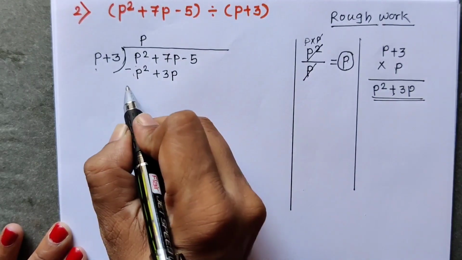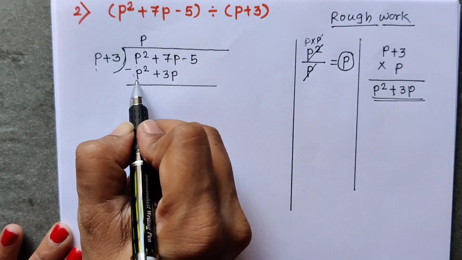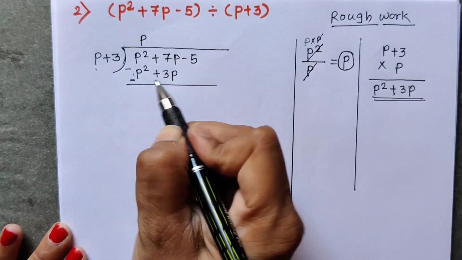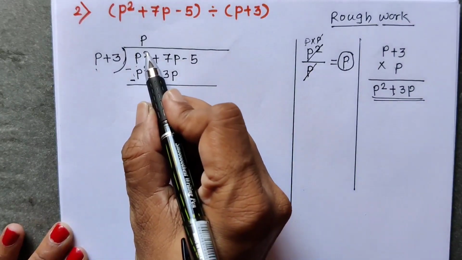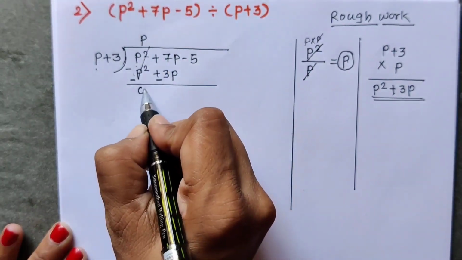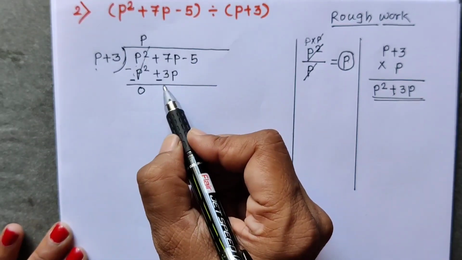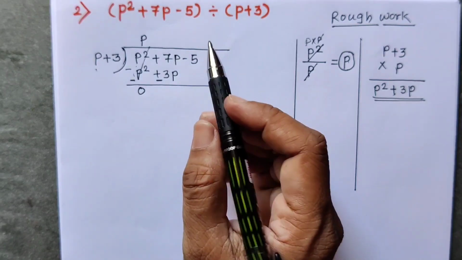Then we have to subtract. As we are subtracting, we have to change the sign of the polynomial which is written below. Plus p square becomes minus p square and plus 3p becomes minus 3p. So plus p square minus p square get cancelled with each other. Answer is 0 here. Plus 7p minus 3p. Plus minus becomes minus.